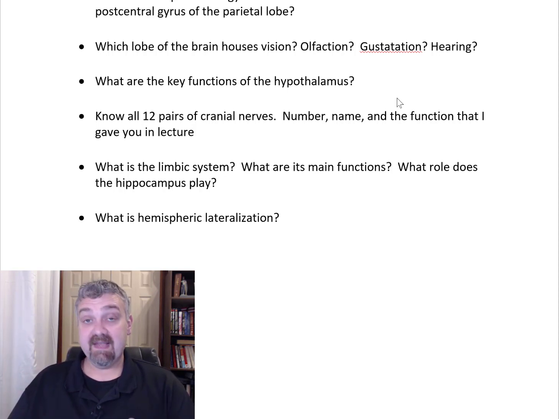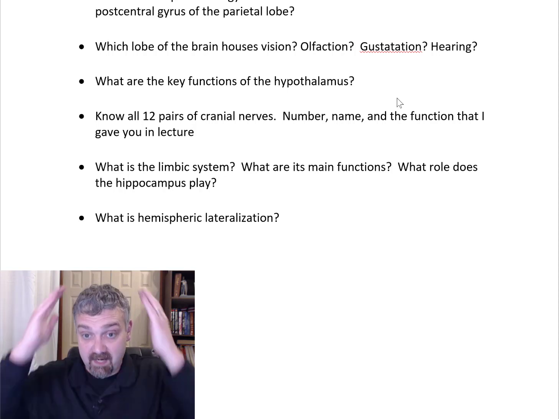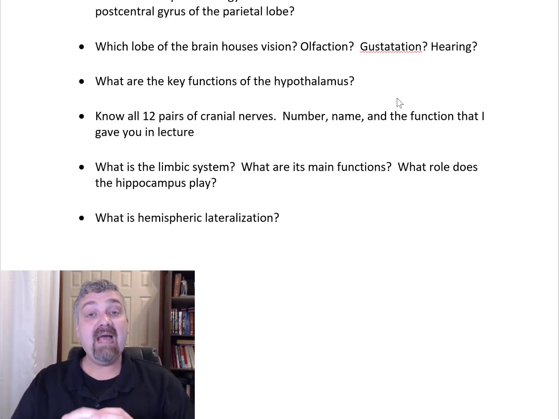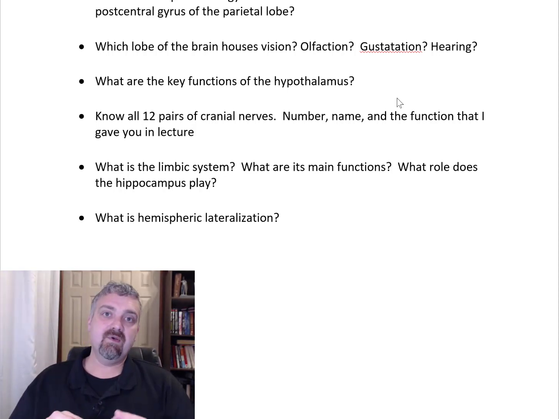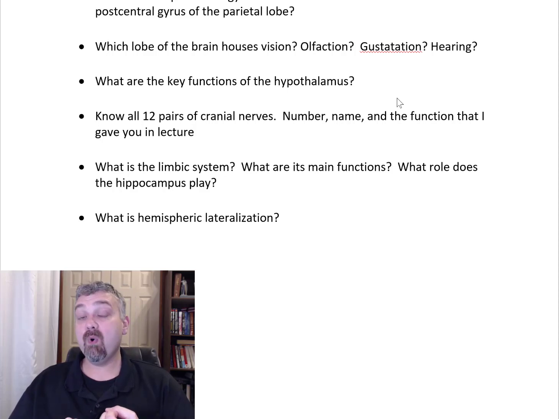The parietal lobe, think sensation. That's going to be under the parietal bones here. In the back, the occipital lobe is going to be vision. So your visual centers are in the occipital lobe. Then the temporal lobe is the only one with two major functions: hearing and smell are both going to take place in the temporal lobe.